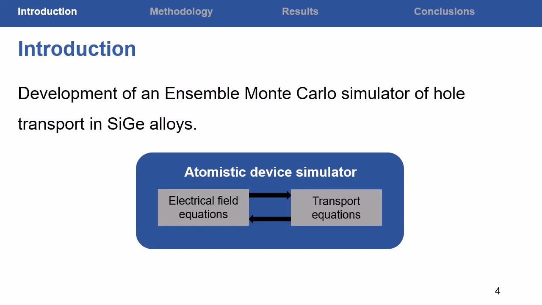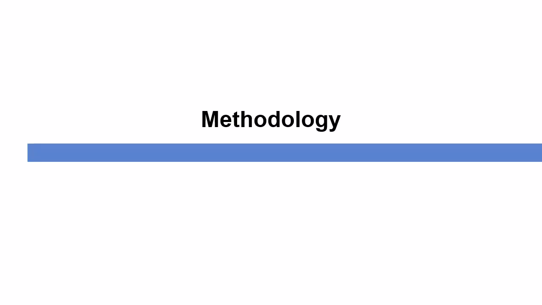So we have developed an ensemble Monte Carlo simulator of hole transport in silicon germanium alloys. And this transport simulator can be easily coupled to an electrical field solver to build an atomistic device simulator, which can be used to investigate the electrical properties and the reliability of silicon germanium p-type transistors. In the next slides, I will show the methodology used to develop this simulator.